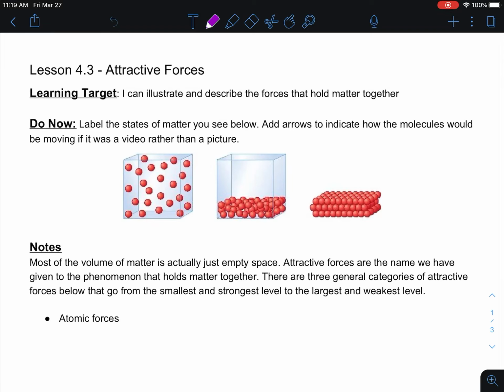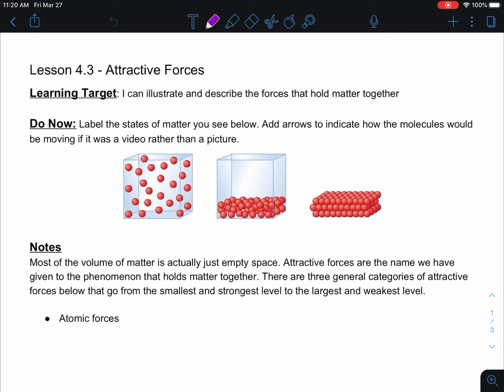Good morning, everyone. Lesson 3 in our matter unit is on attractive forces. Attraction, so two things pulling towards each other, or multiple things pulling towards each other. What do we mean by attraction? We use it a lot in common language when we think of the attraction between two humans, and the pull that drives those two humans together. Learning objective: I can illustrate and describe the forces that hold matter together. It is these attractive forces that hold it together.